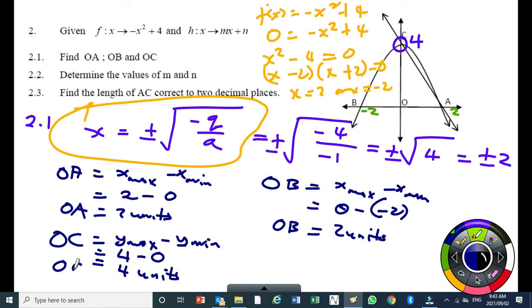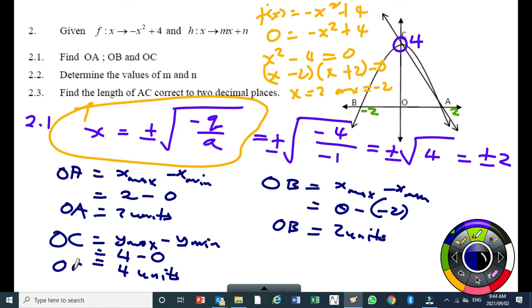Right, so I found the length. So you have your horizontal distances, that is OA and OB, and your vertical distance, that's OC. Your final answers must be positive answers, no negative answers, because it's length.